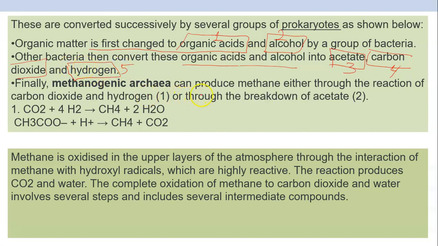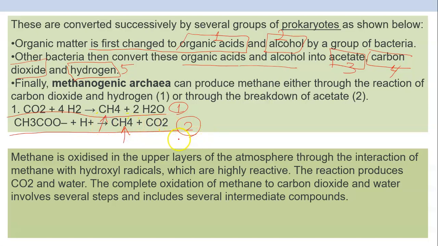And finally, methanogenic archaea can produce methane either through the reaction of carbon dioxide and hydrogen, or by the breakdown of acetate. The first reaction is based on the combination of carbon dioxide with hydrogen to make methane, and the second one is by breaking down the acetate into methane and carbon dioxide. So these are the chemical reactions that end up with the production of methane in two ways.